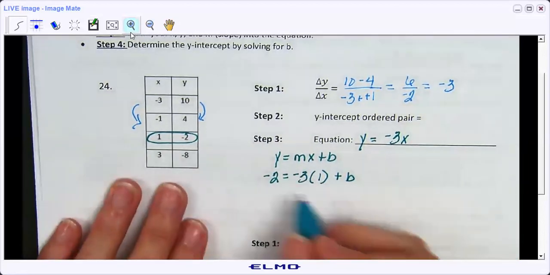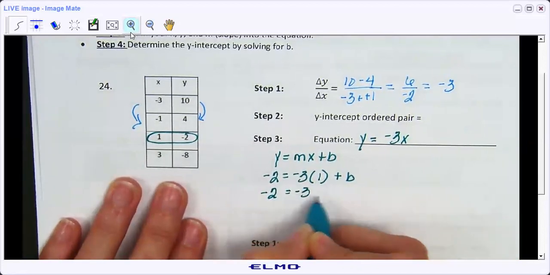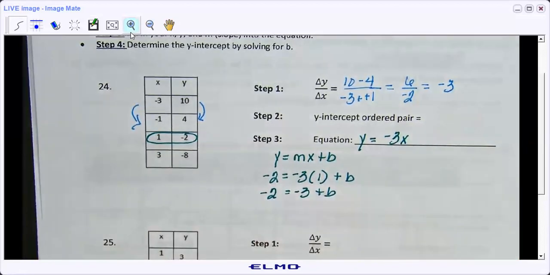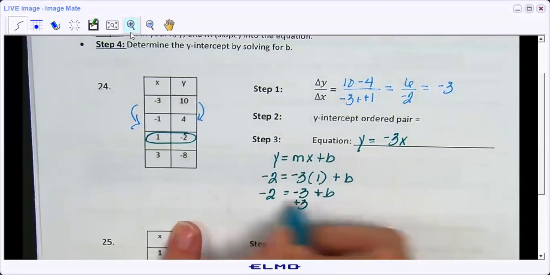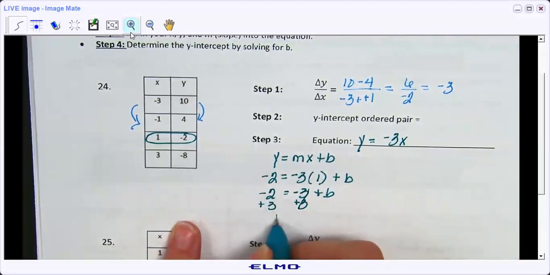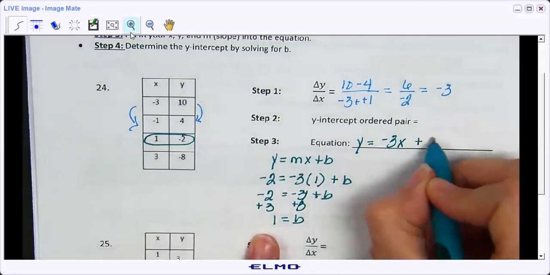So the first thing I have to do is figure out what -3 times 1 is, which is -3. And we have to isolate that b, get it by itself so we know what it is. So I have to add 3 to both sides so I can get b by itself. And -2 plus 3 is 1. b equals 1. That is my y-intercept. Plus 1.